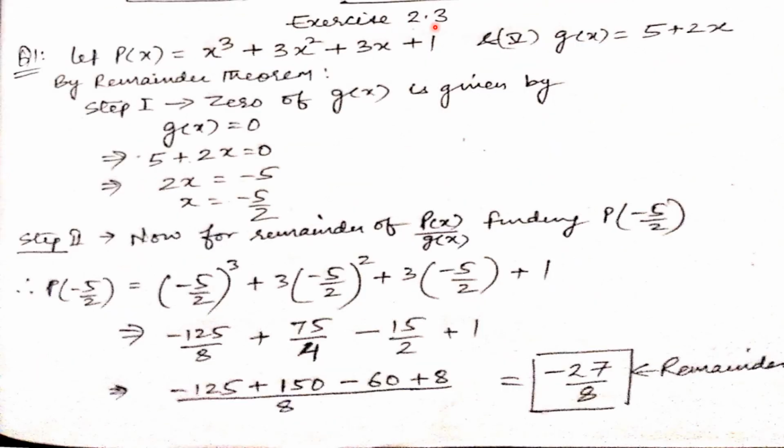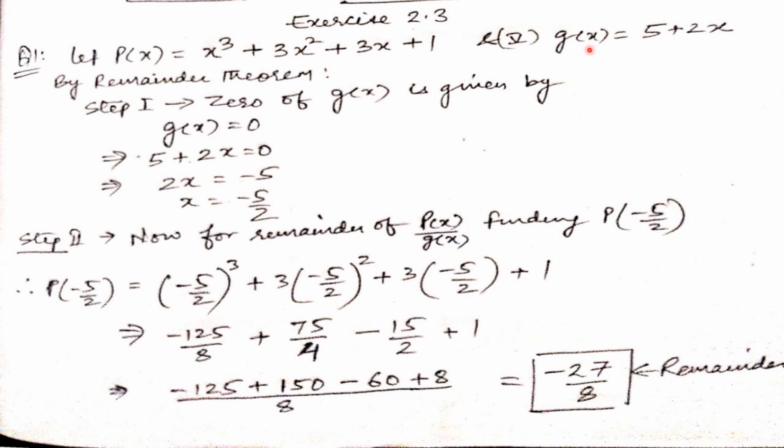Exercise 2.3. This was your homework in the last worksheet. So today we'll take 2-3 parts of these questions to get a clear picture of how to solve them. Okay, question 1. The question statement is: find the remainder when x cube plus 3x square plus 3x plus 1 is divided by, there are 5 parts, I am taking the fifth part, that is 5 plus 2x. Now for convenience, I have taken the dividend as p(x) and the divisor as g(x).